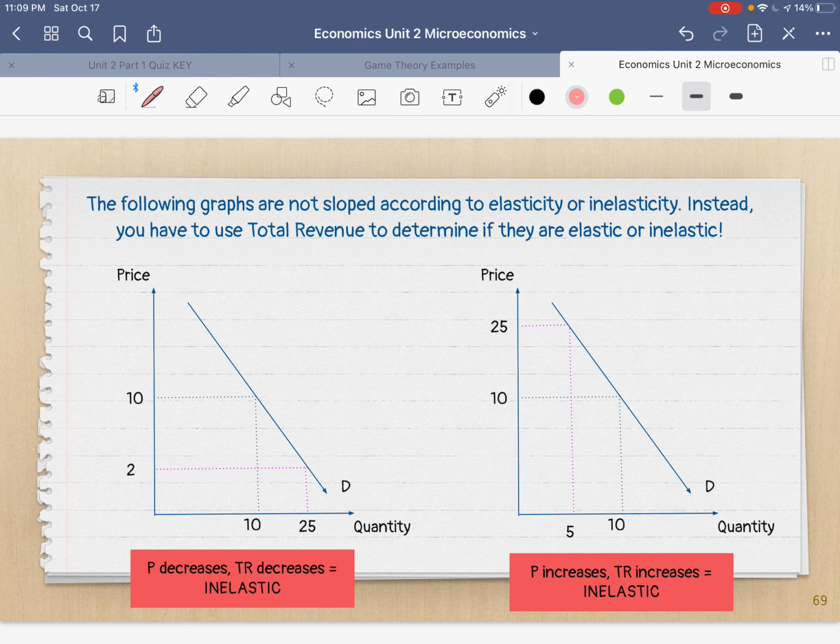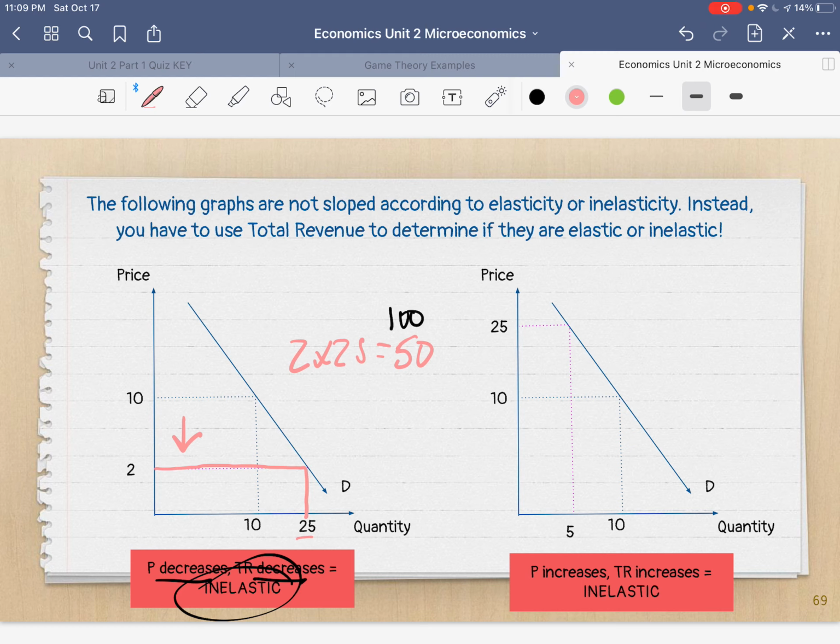All right. Again, the graphs are not sloped according to elasticity. You have to figure out the equilibrium is 10 times 10. It's 100. I'm going to majorly decrease the price here. Get it to 2. And the quantity goes up to 25. What is 2 times 25? That is 50. My equilibrium was 100. So what happened? My total revenue went down. So my price went down and my total revenue went down. Inelastic. Last one. Here we go.